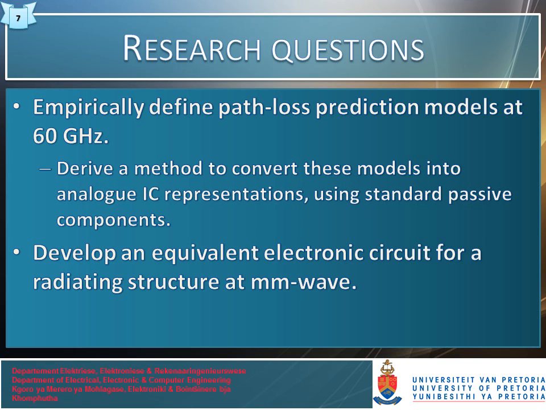The research questions that had to be asked in order to enforce this research hypothesis and create clear and tangible goals are summarized here. Firstly, how to empirically define path loss prediction models at 60 GHz. Is this method feasible, and will it provide accurate results to define path loss prediction models, and would taking into account as many mechanisms as are present not increase the mathematical complexity beyond practical limits?